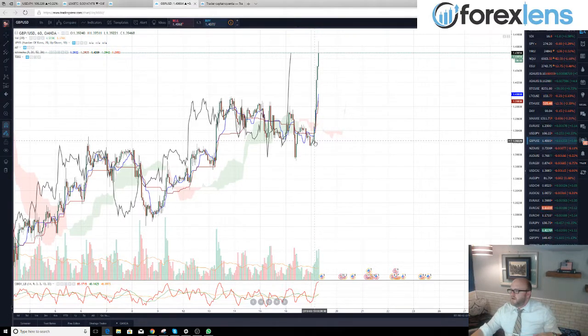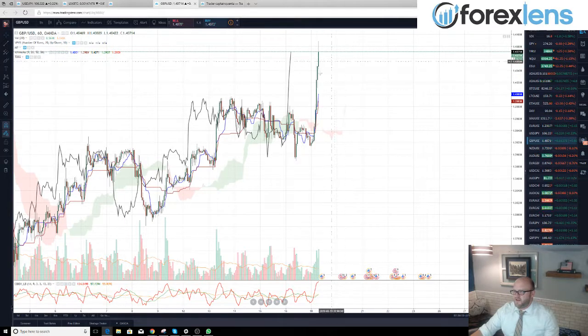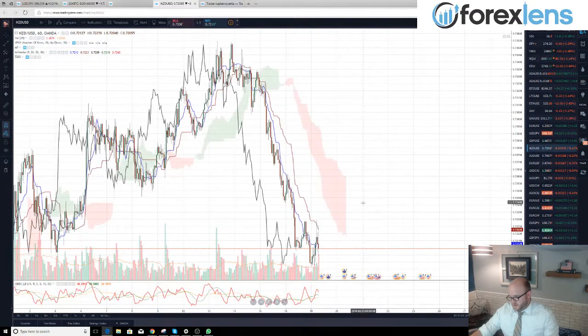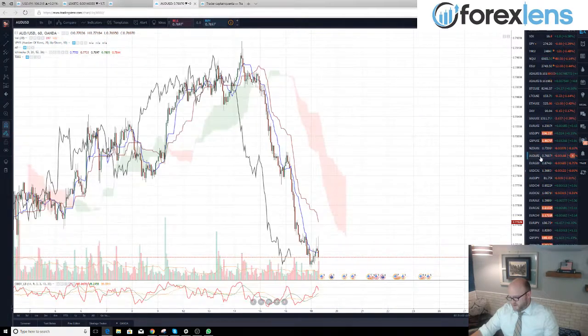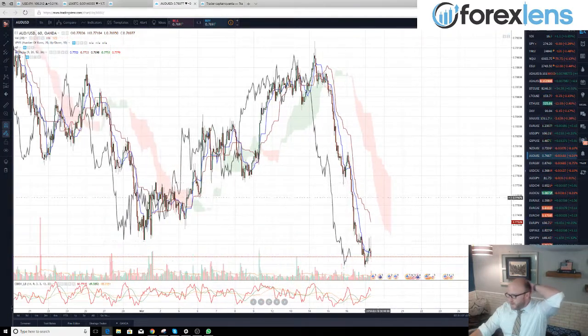We had 139.22 all the way up to 140.69. So not really looking at participating in any long opportunities here. New Zealand dollar, no shorts there. Aussie dollar, really no shorts going on either. Gonna wait for some pullbacks.